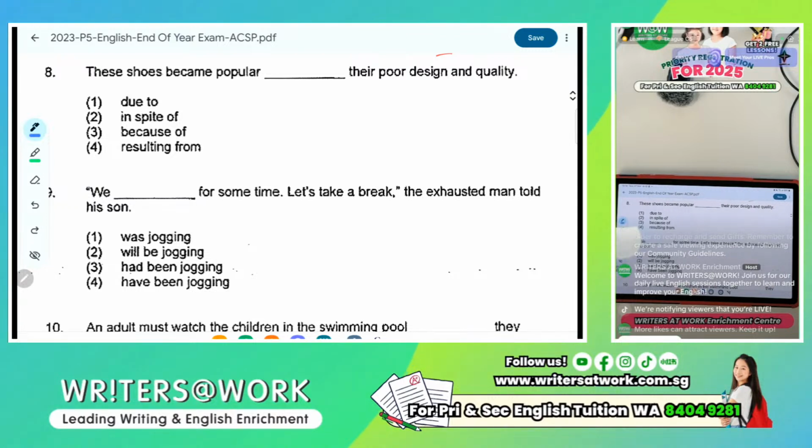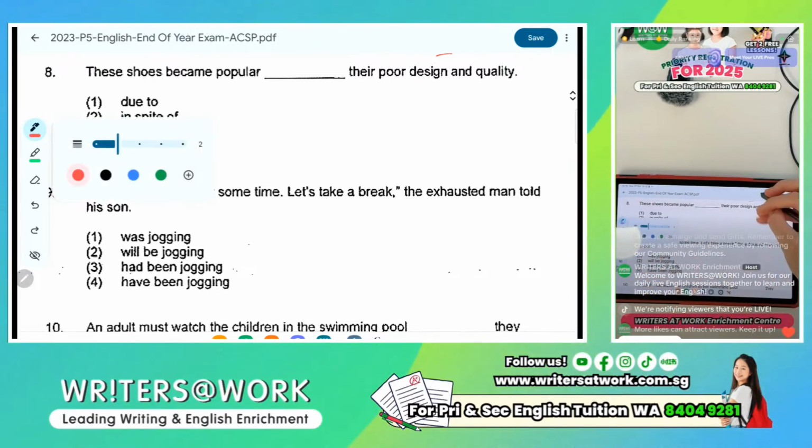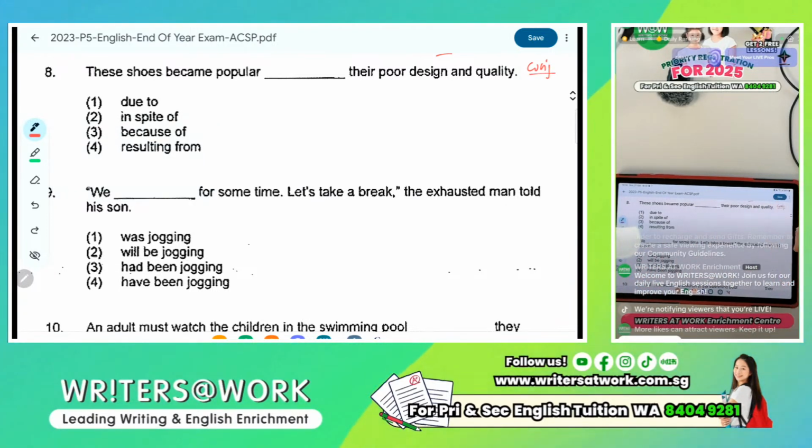These shoes became popular, dash their poor quality and design. So we are looking at conjunctions here. These are basically your linking words. So we have two keywords, popular, then we have poor design and quality. And you can see that these two are kind of contrasting ideas. Usually something will be popular because they are good to use, they are durable. But in this case, the shoes are poorly designed.